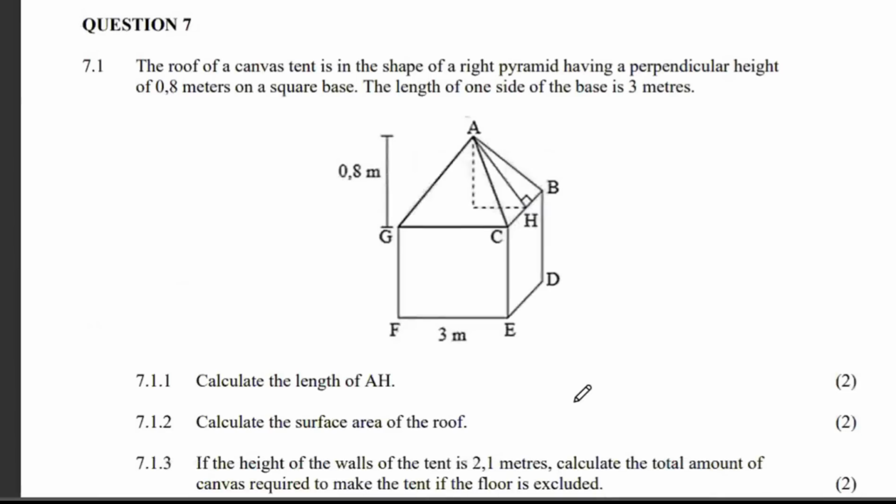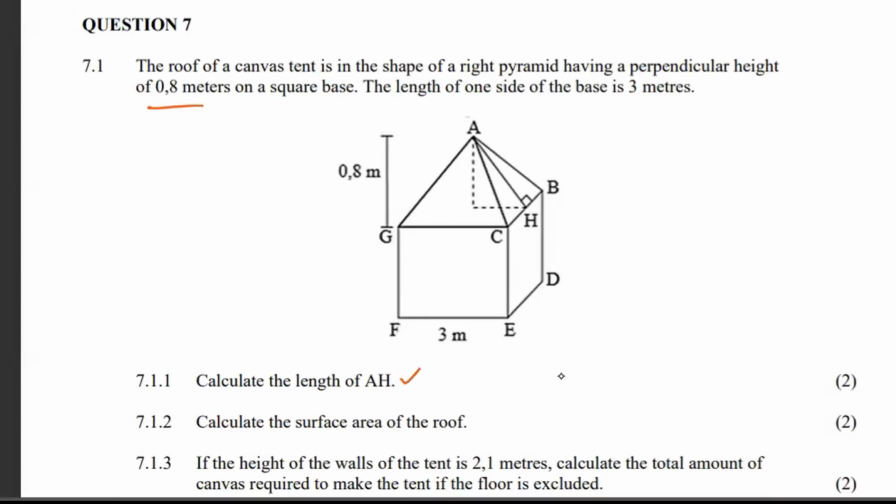All right, then question number 7, which is on measurements. They're telling us that the roof of a canvas stage is in the shape of a right pyramid, having a perpendicular height of 0.8 meters on a square base. The length of one side is 3 meters. Calculate the length of AH.